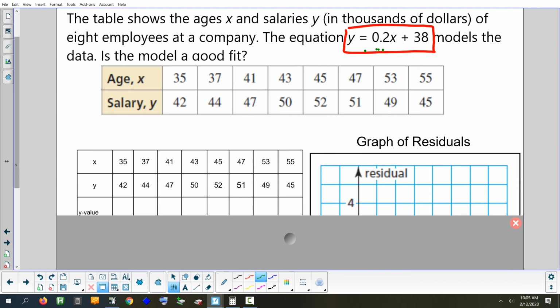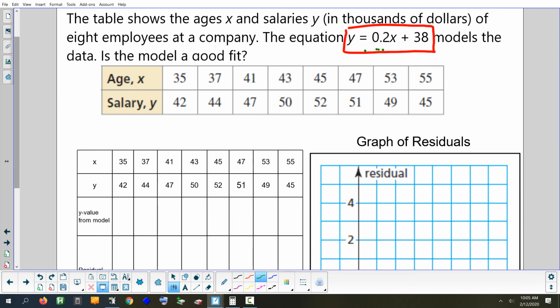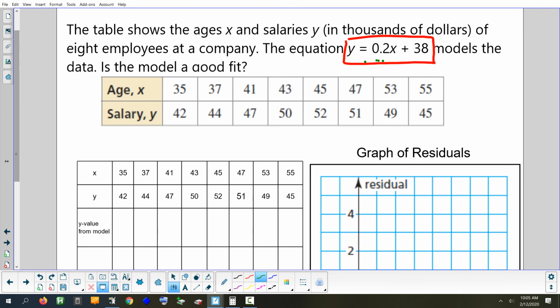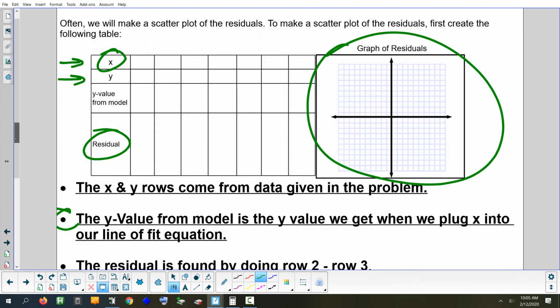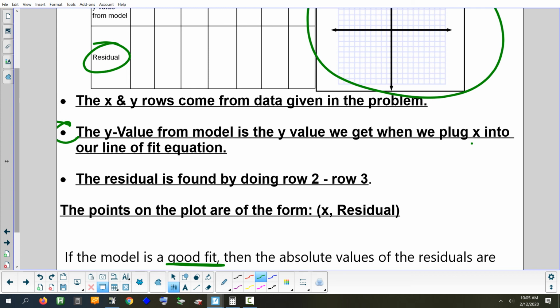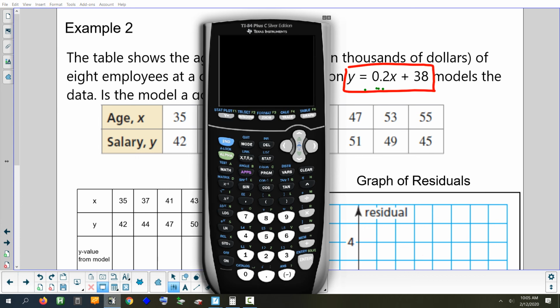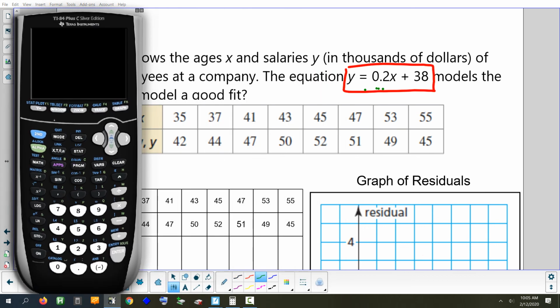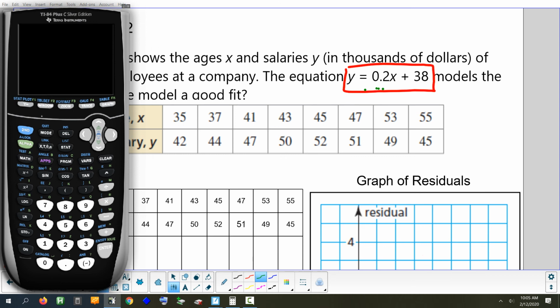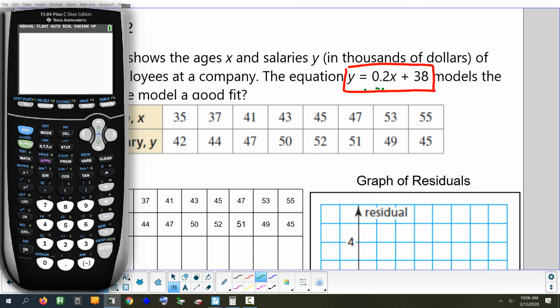All right. So on your table, does everybody have the X and Y rows already filled in? Okay. So now what we have to do, we're going to probably need a calculator, is plug in each X value one at a time into your formula. What's the first X value in our table? 35. And we're going to plug it in right here. I definitely need a calculator to do that. 0.2 times 35 plus 38. Okay, 45. Let's put that here.